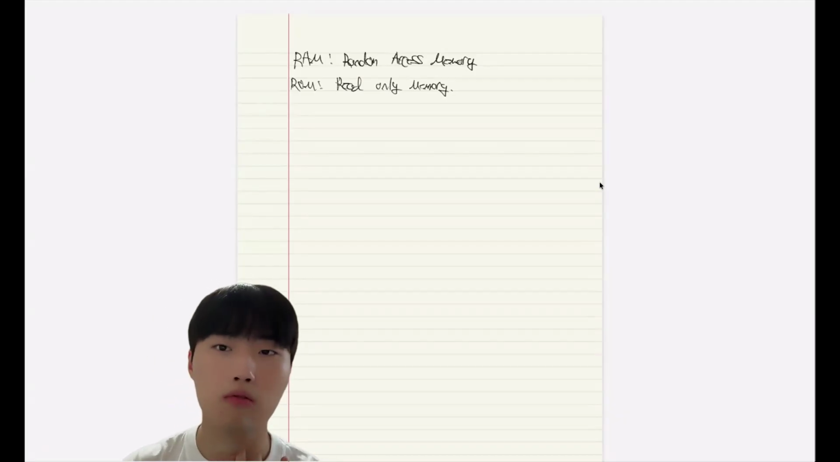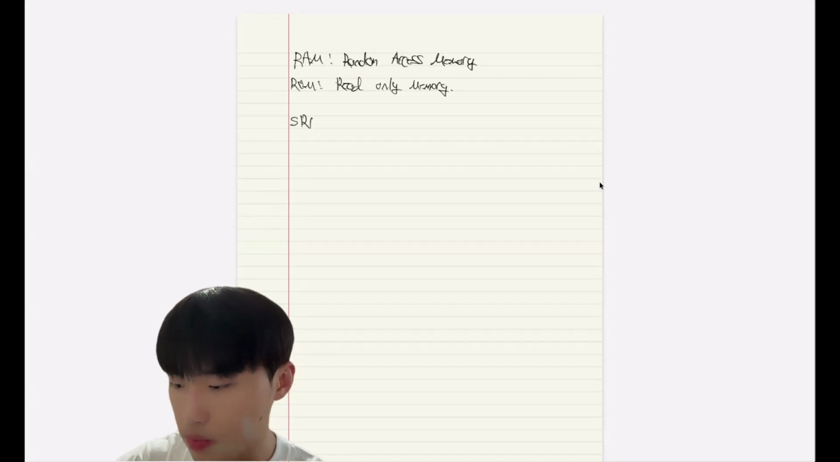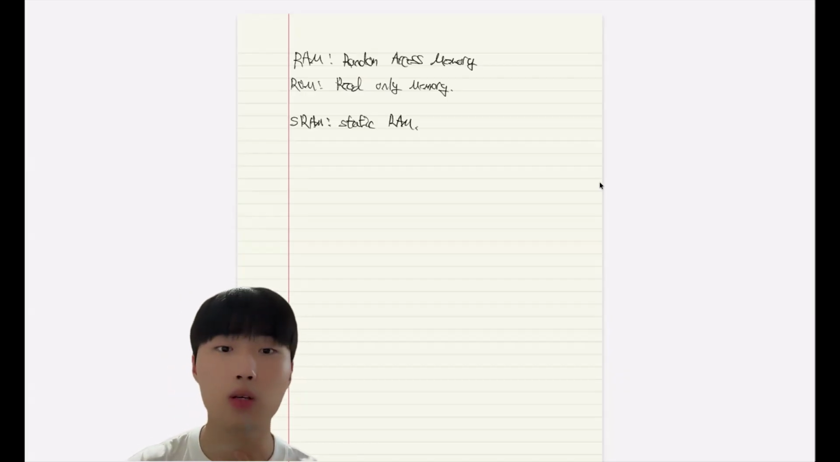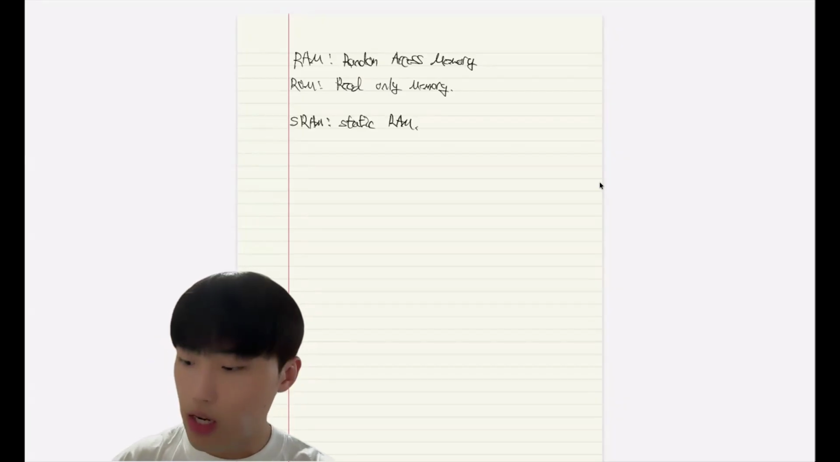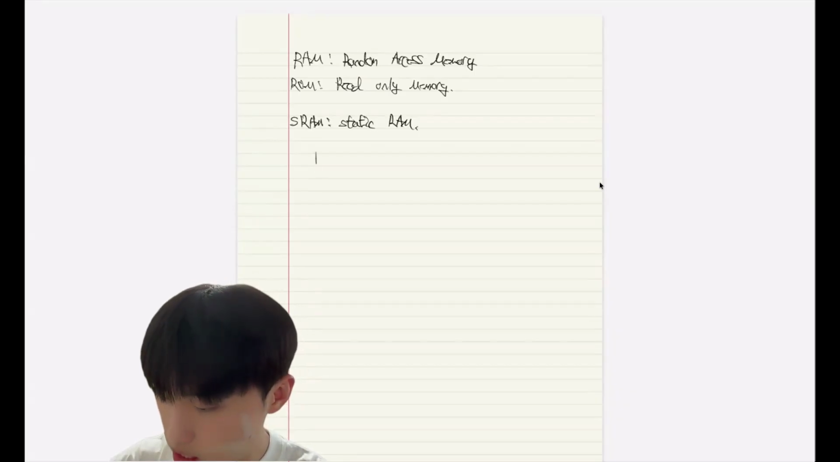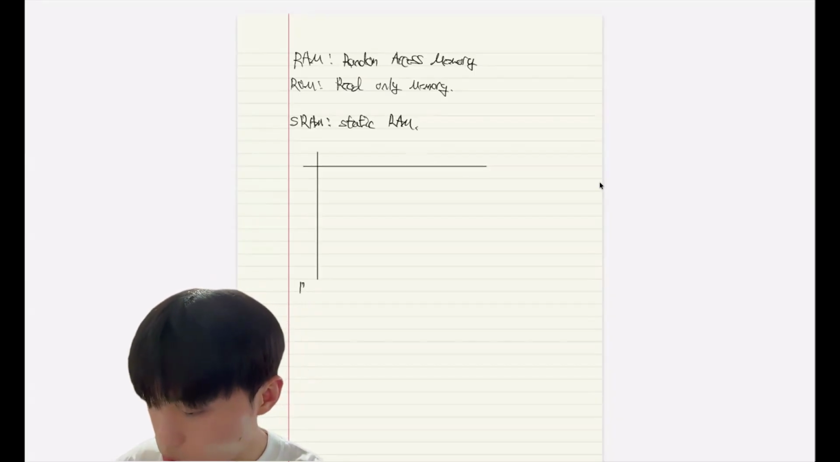First of all, we'll talk about the SRAM. SRAM is static RAM, and RAM is random access memory, so SRAM is static random access memory. In the circuit, the SRAM will be like this. This will be the bit line, and this will be the word line.